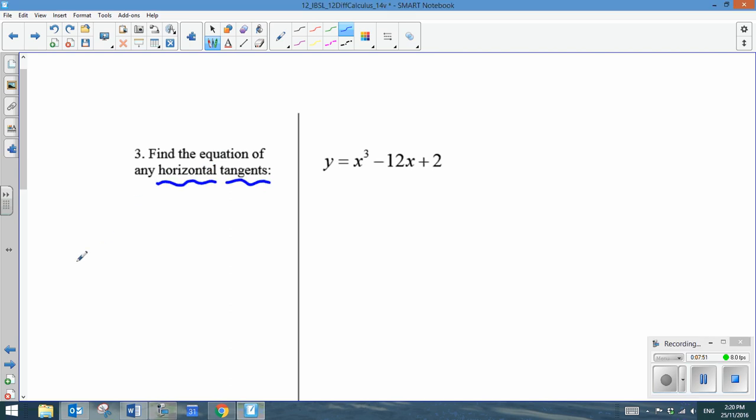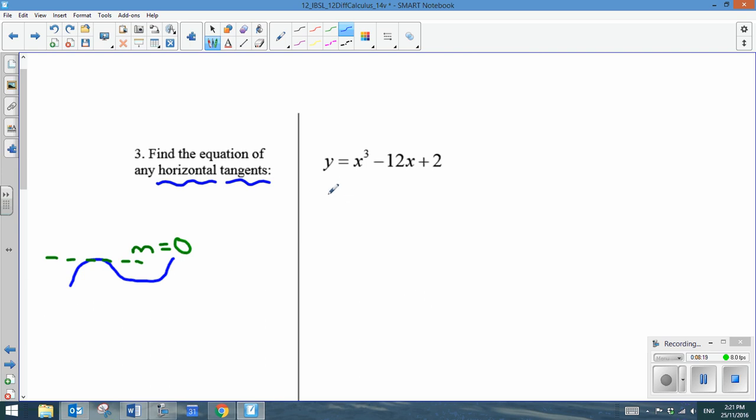So remember, if you have a horizontal tangent, so let's say I have a graph here. If I have a horizontal tangent, what is my gradient going to be of this horizontal line, right? We know that the gradient of a horizontal line is 0. So that means that really what I'm looking for is when is my gradient equal to 0, and then I'll write my equation of any lines at that point.